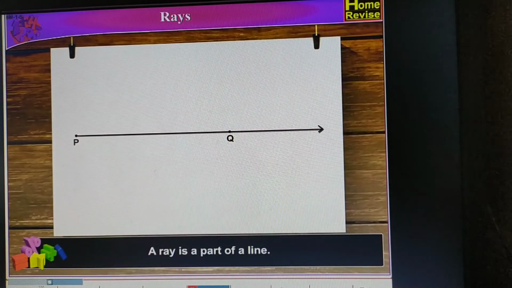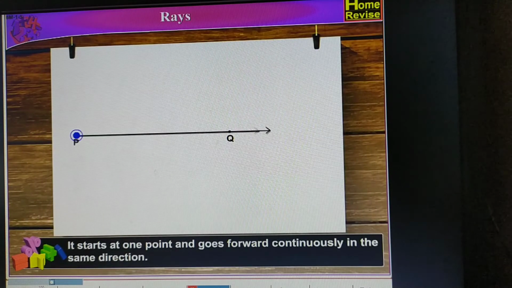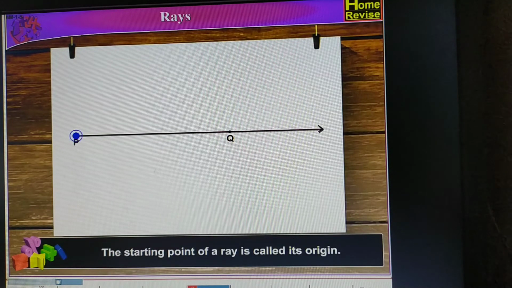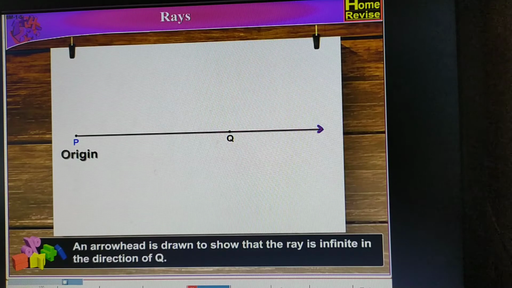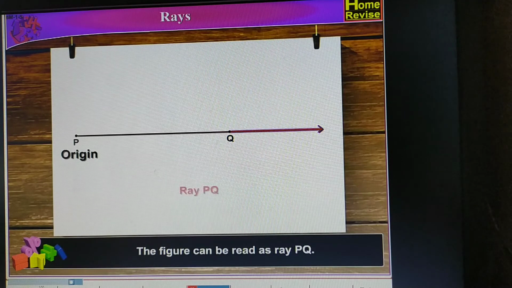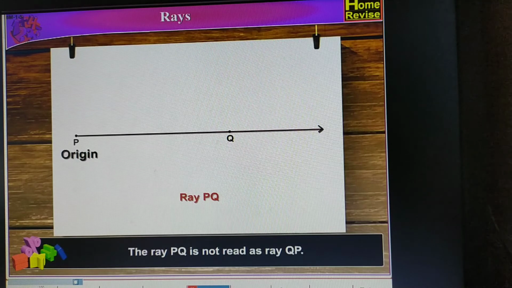A ray is a part of a line. It starts from one point and goes forward continuously in the same direction. The starting point of the ray is called its origin. Here, P is the origin. An arrowhead is drawn to show that the ray is infinite in the direction of Q. The figure can be read as ray PQ. The ray PQ is not read as ray QP.